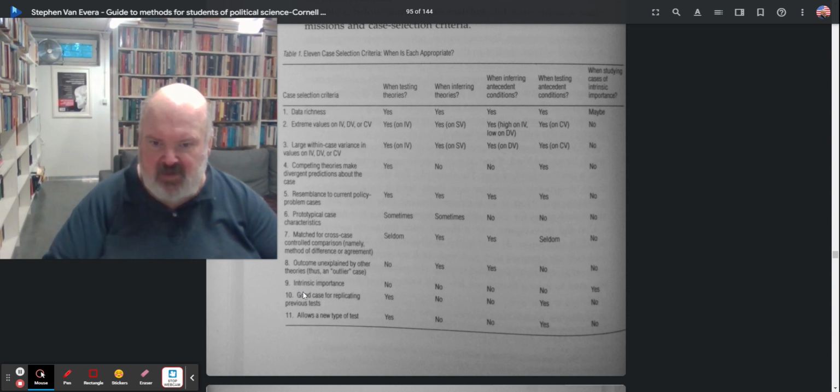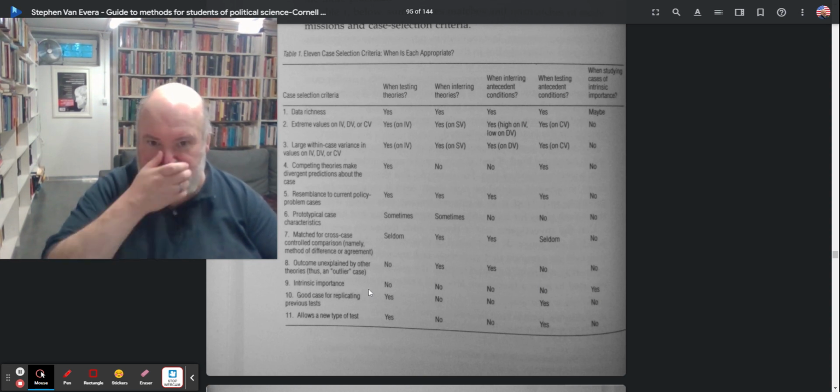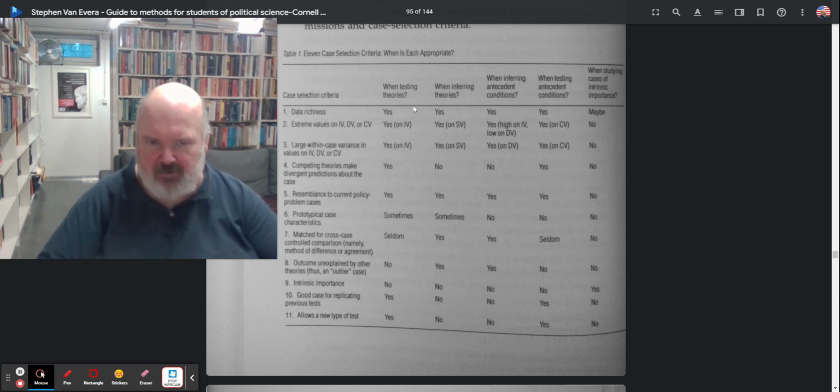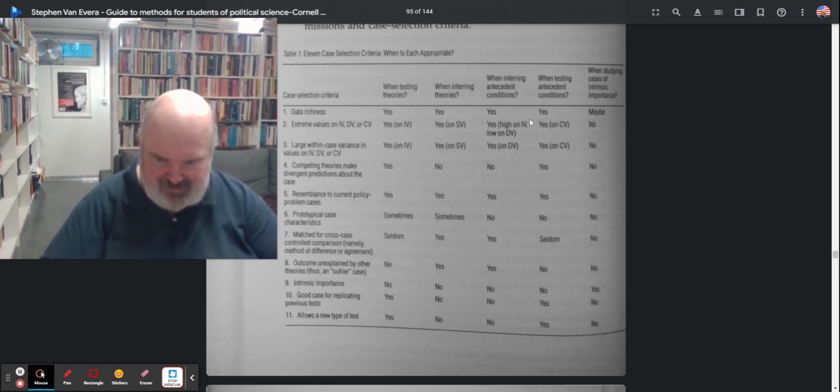The things. Number 9, intrinsic importance. Of course, no. Intrinsic importance, not important for testing theories. Not this, and yes, for intrinsic importance. This is what it is. Do you have to use intrinsic importance to do this? No. You need this to do this? No. You need to do this? No. This, but only for this, right? So you need intrinsic importance for studying intrinsic importance.